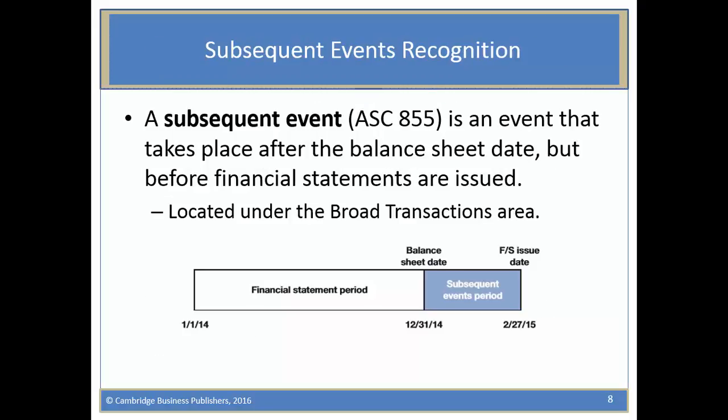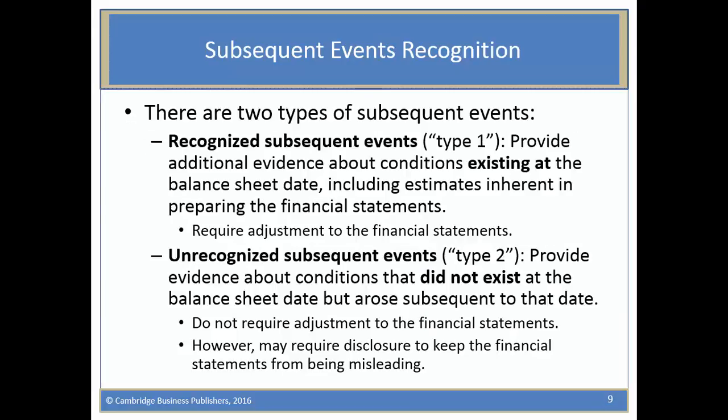Subsequent events recognition. A subsequent event, ASC 855, is an event that takes place after the balance sheet date but before financial statements are issued. This is located under the broad transaction area. So you can see this is a fiscal year ended 12/31/14, and the financial statements are issued 2/27/15, so that represents the subsequent events period.